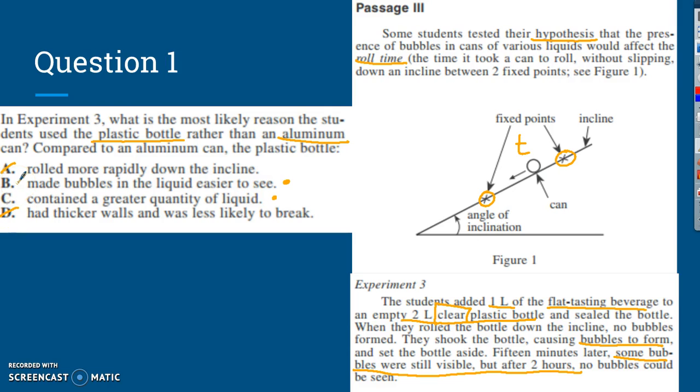So if you were designing this experiment, which one of these would be the reason? Was it B? If you're looking at bubbles and you're trying to figure out whether the presence of bubbles in cans of various liquids affects the roll time, you might want to be able to see those bubbles. And so B is our best answer according to this question.